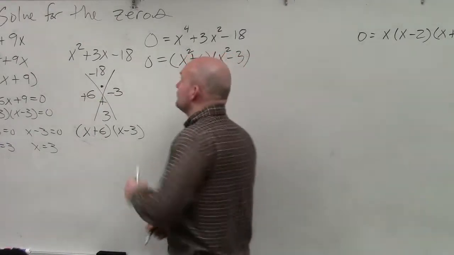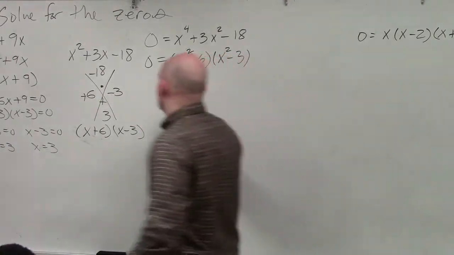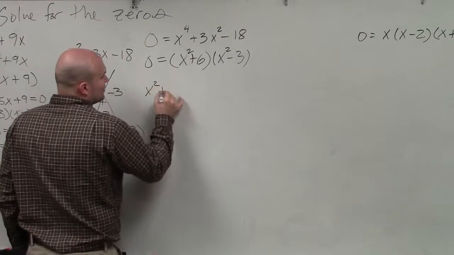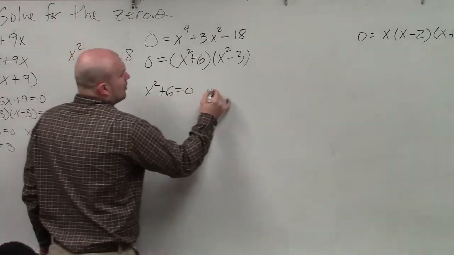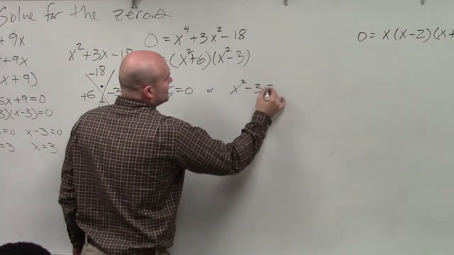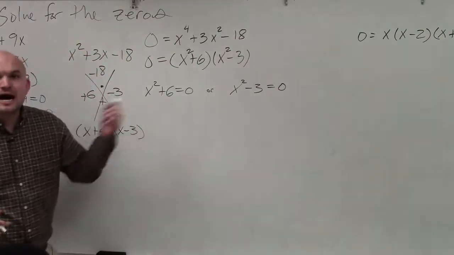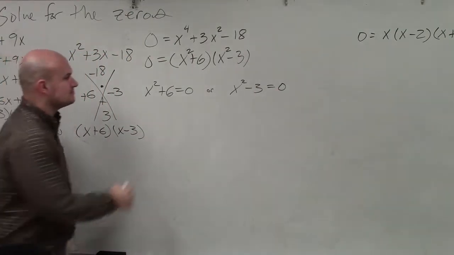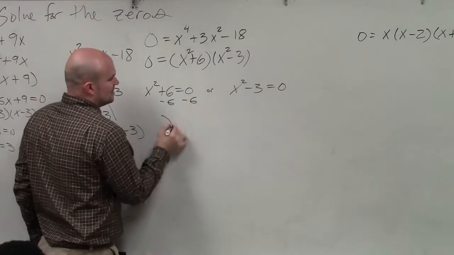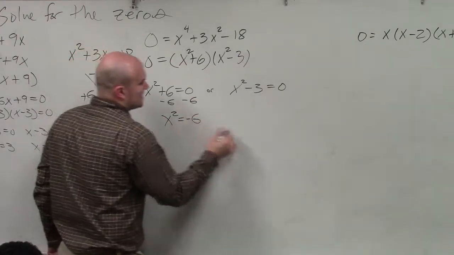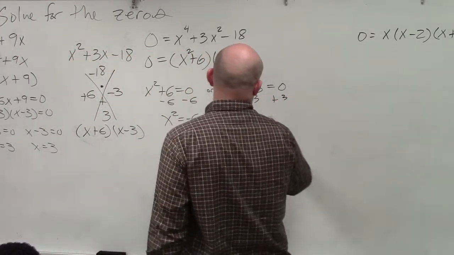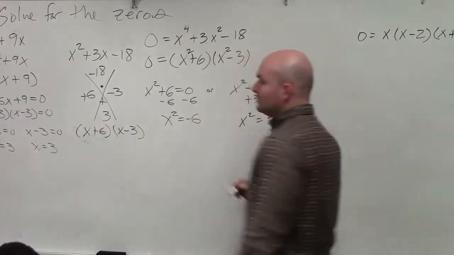Now we're still not done. We have a product equal to 0. So we say x squared plus 6 equals 0, or x squared minus 3 equals 0. Now we need to solve for both of these. So I subtract a 6, and I have x squared equals negative 6, and I add a 3. X squared equals positive 3.